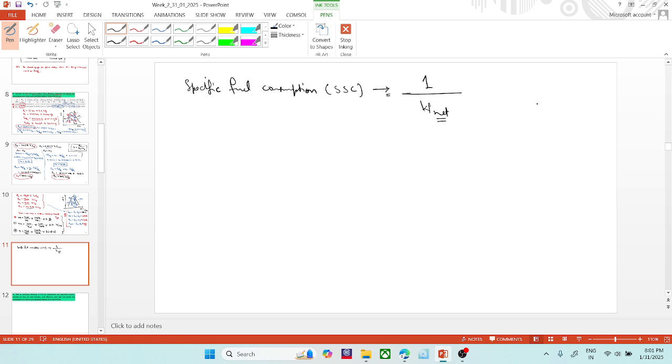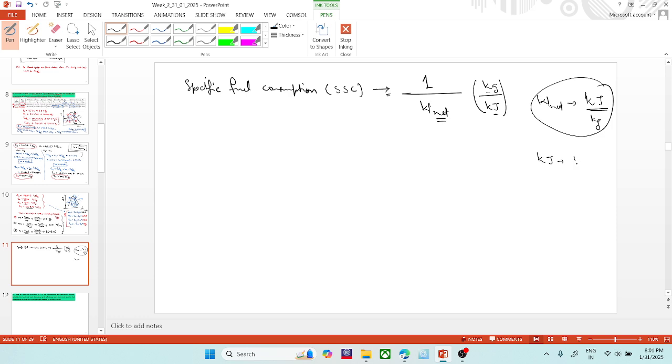Okay, because this W net is the work done per kg. Net work done has the unit of kilojoule per kg, right? Yes. So the unit of the SFC would be the inverse of it, kg per kilojoule. Means how much steam I have to supply to generate 1 kilojoule of work.